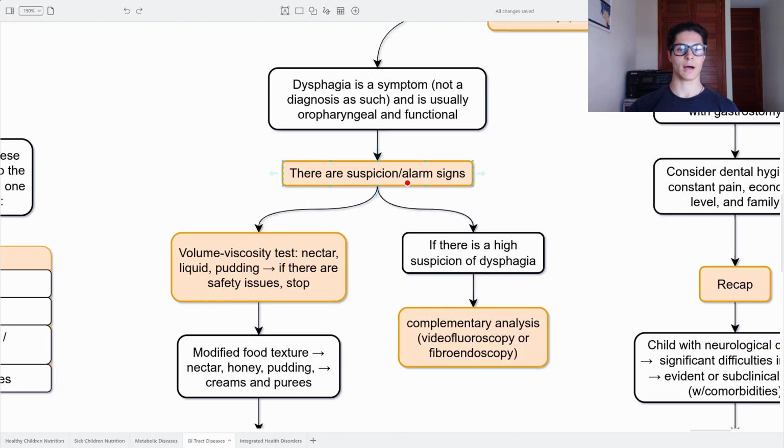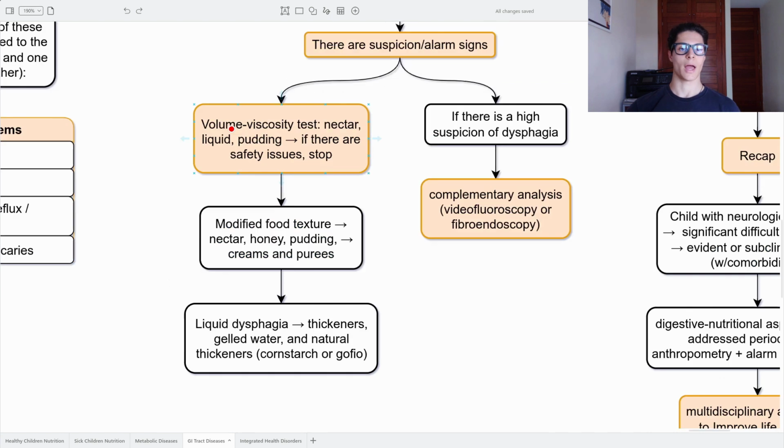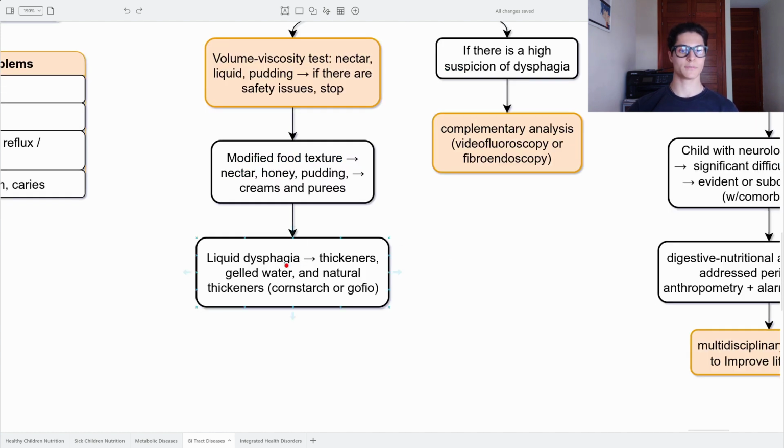There are suspicion alarm signs that we must take in account, and we can do this using the volume viscosity test. This is giving nectar, liquid, and pudding textures, and if there is safety issues, we have to stop. After that, we can calibrate the food texture. We give a modified food texture using nectar, honey, or pudding, creams, and purees to see which one is tolerated better. So for example, when there is a liquid dysphagia, we can use thickeners to create gelled water. And also, natural thickeners are available, such as cornstarch or gofio.